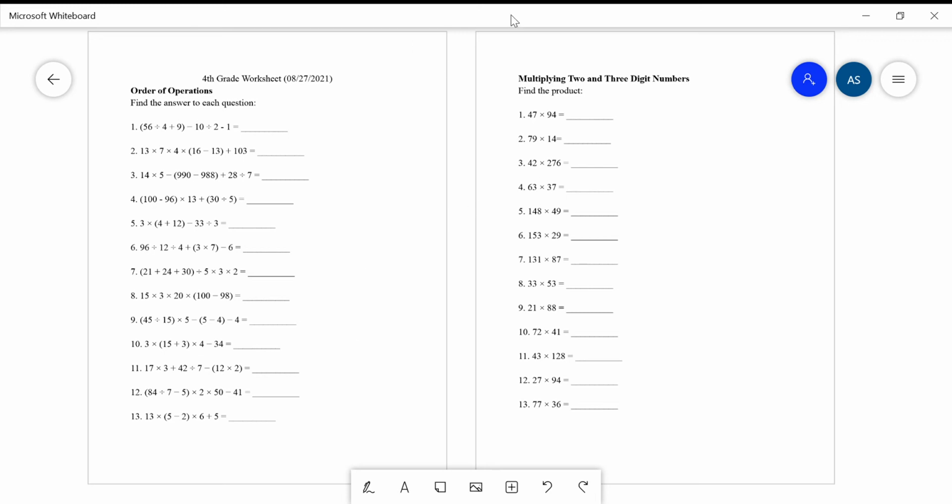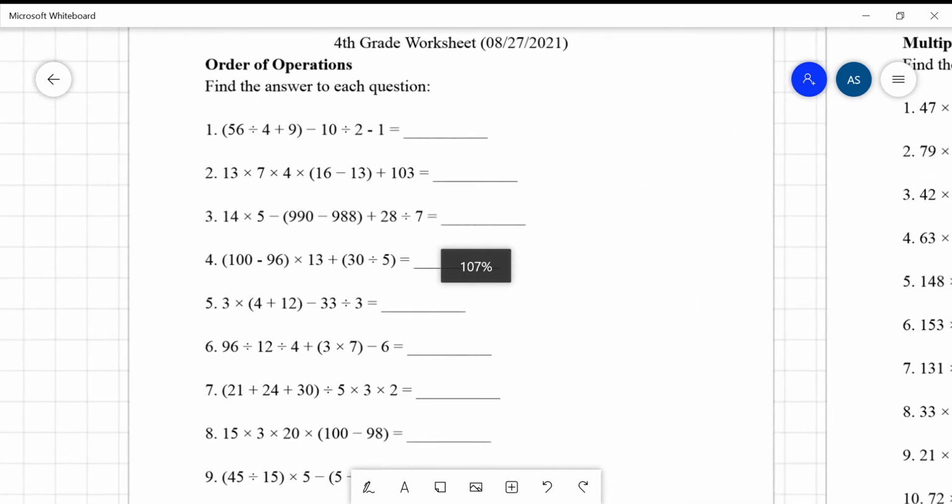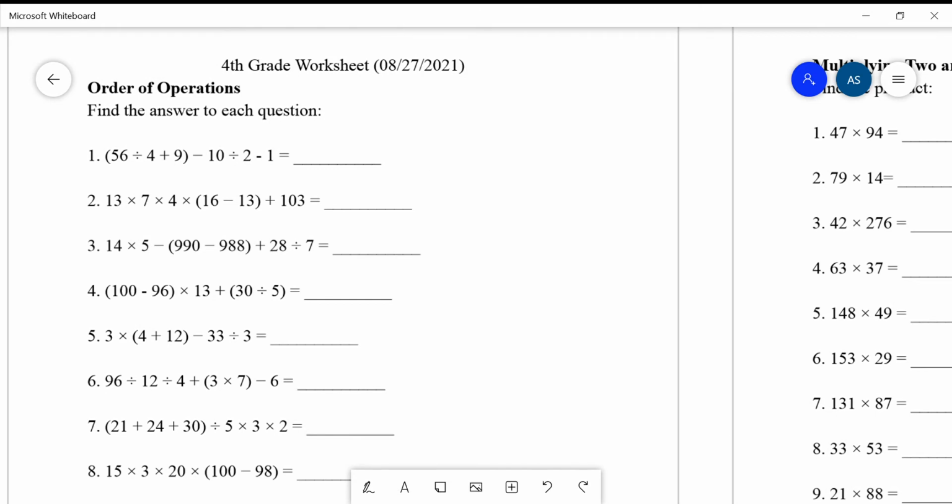Hey guys, so for today we're going to be working on the 4th grade worksheet for week 3. Alright, so on our very first page we have order of operations, and what you need to remember for this is the word PEMDAS. Now the word PEMDAS I'll write over here. PEMDAS stands for parentheses, exponents, multiplication, division, addition, and subtraction.